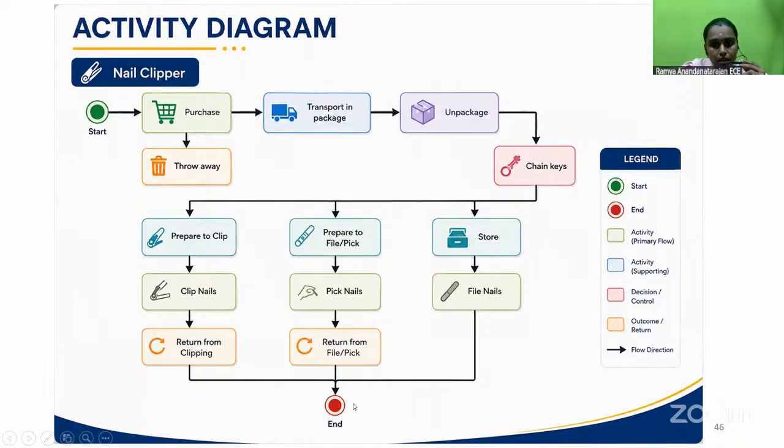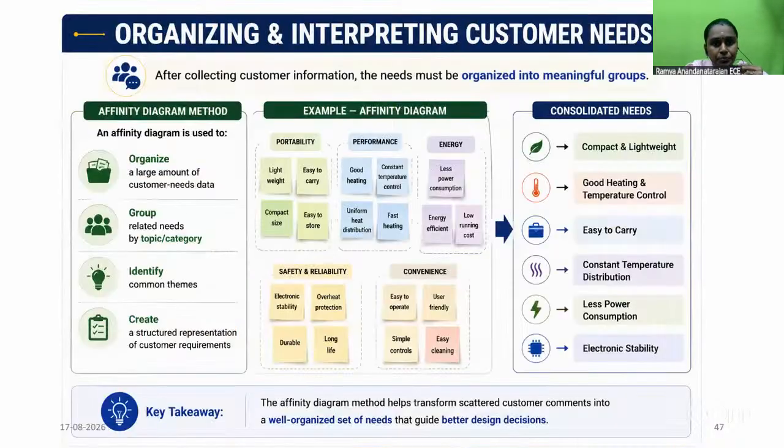Then he may throw the product after using it for so many years. So this is the activity diagram. You have to observe the life cycle of the product, then make this diagram. If you do this, you can understand the needs. That is, from start to end, you have to understand. So, organizing and interpreting the needs.